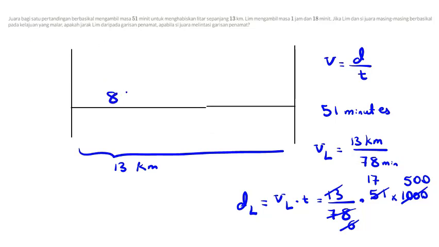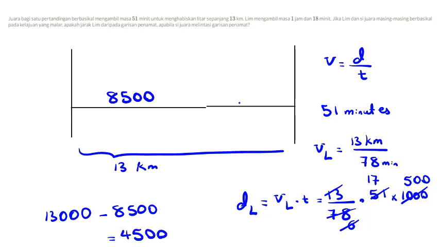It will be 8,500 meters from the starting line, and for this part, the whole path is 13,000 minus 8,500, which is 4,500. So we found the distance of this point from both the starting line and the finishing line.